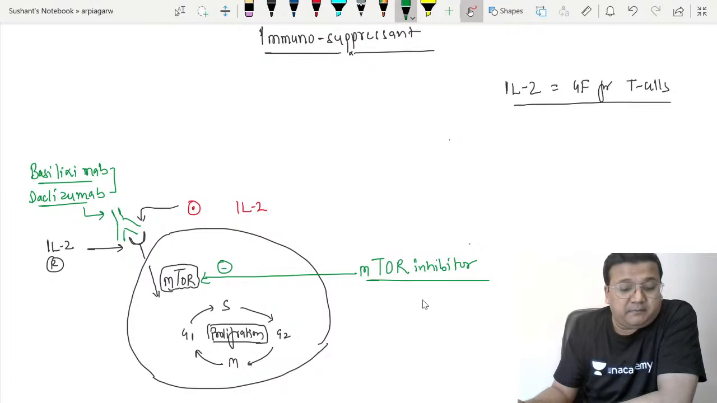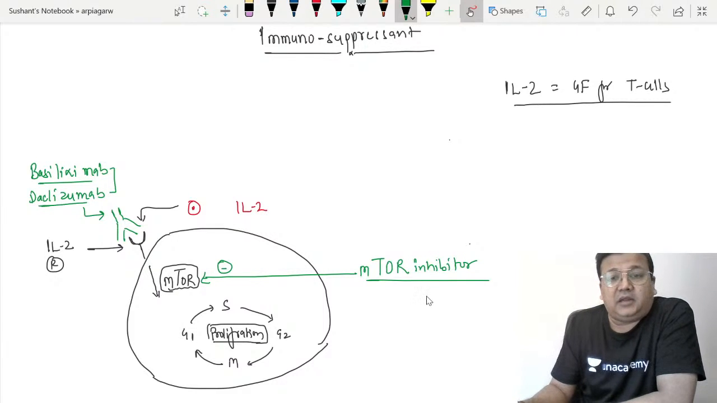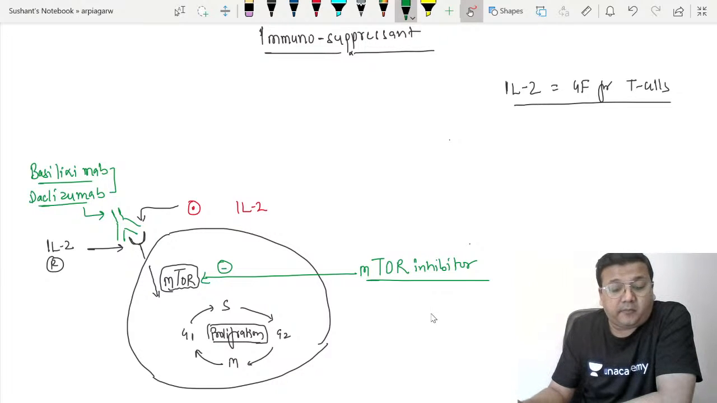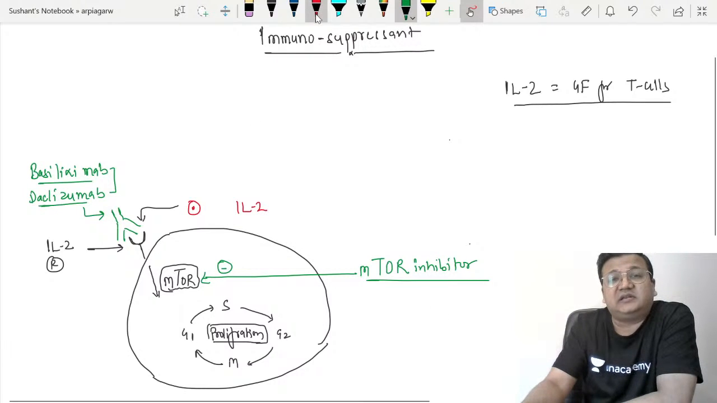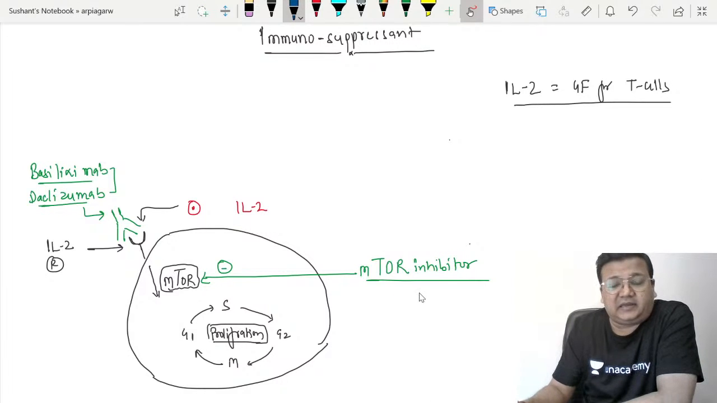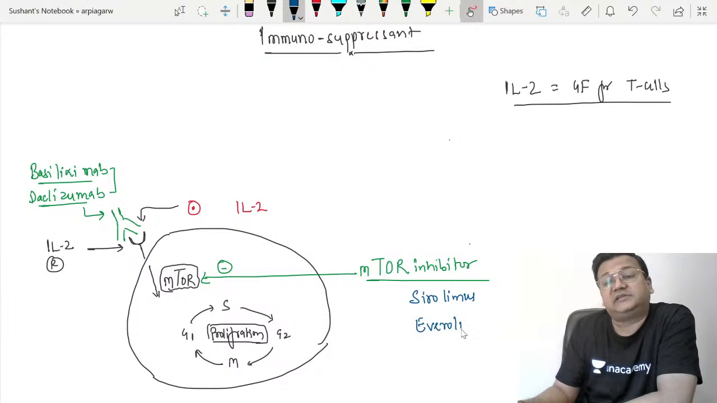And these drugs, can you name them? Prag, Prabhakar, anyone, can you name mTOR inhibitors? What are the drugs that fall under this category of mammalian target of rapamycin inhibitors? Prabhakar says tacrolimus, everolimus, sirolimus. So we have two, sirolimus and everolimus. These are two important drugs which are mTOR inhibitors.